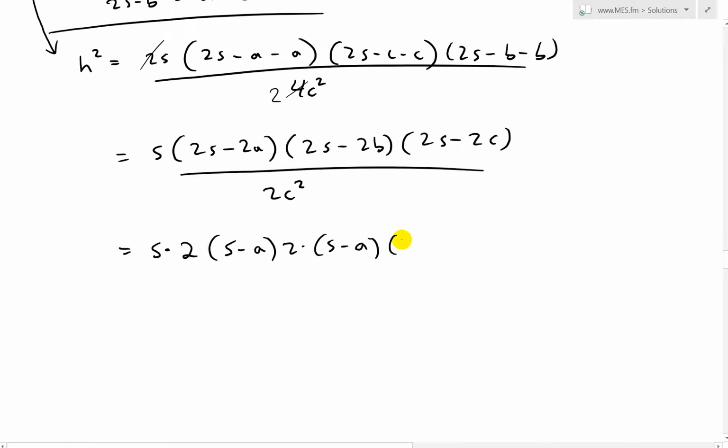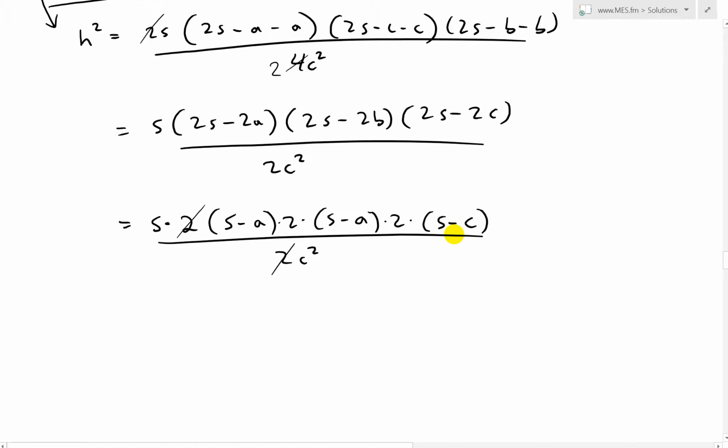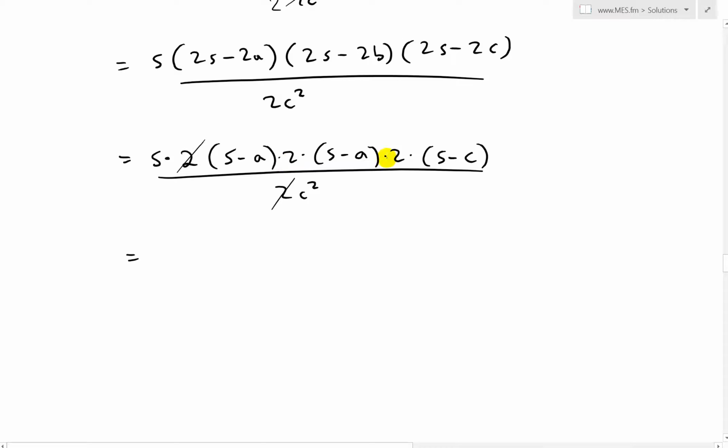Now here we're going to have another 2 times 2 times s minus c, all divided by 2c squared. So this cancels with this. This is going to equal 2 times 2, which is just 4, s minus a. Whoops, I made a mistake here. This is b, not a. So this is b, like that.